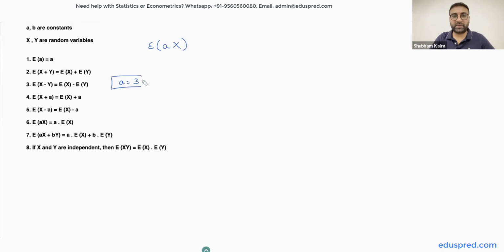A could be equal to 3, in which case it will become expected value of 3 times x, or a could be equal to 1 over 3, in which case it will become expected value of 1 over 3 times x, which is nothing but just the division of x by 3, but it is written in a multiplicative manner. So the property number 6 is going to be valid for the multiplication of a random variable by a constant, and similarly for the division of a random variable by a constant.